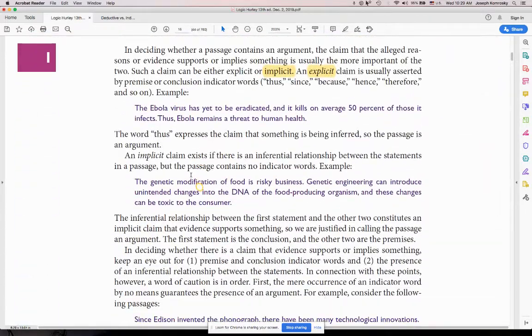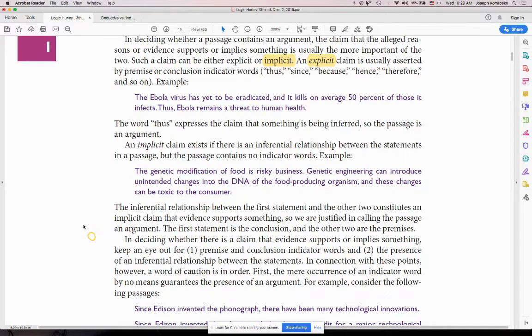Yeah, and that's just to show that this section right here is just a review of the huge example that you already had in 1.1. An implicit claim exists if there's an inferential relationship between the statements in a passage, but the statement contains no indicating words. Again, this is review. Inferential relationship means that there's a chain of reasoning that flows from the premise. Maybe if you have 2 premises or 3 or 4, as you're reading the premises, they'll flow right into the conclusion. That's what inferential relationship means.